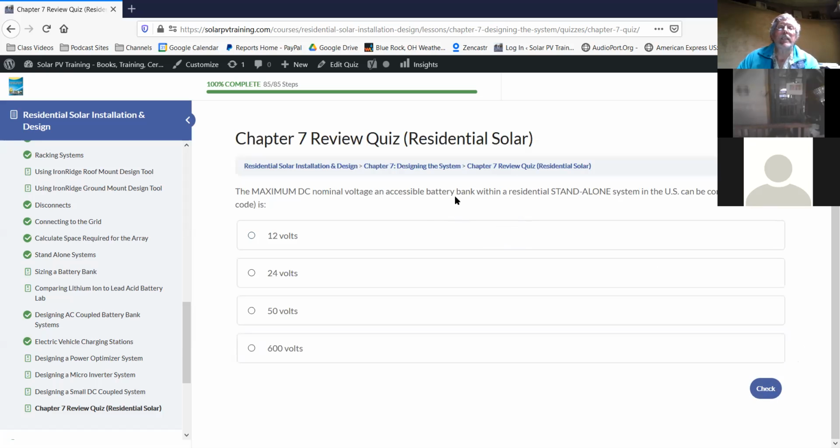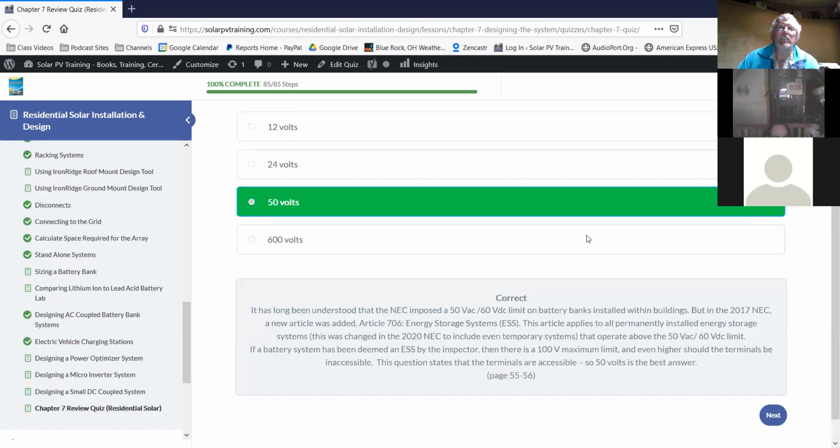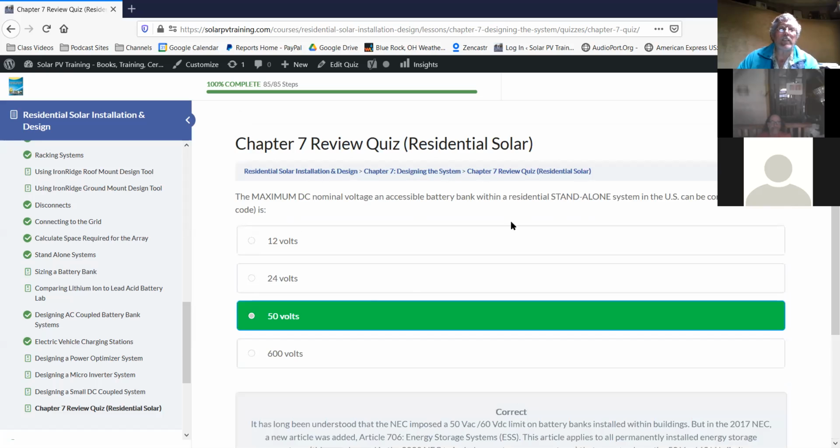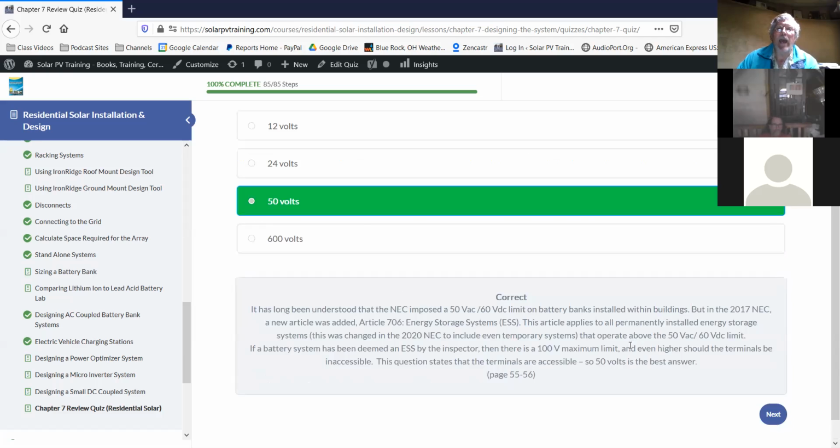The maximum DC voltage an accessible battery bank with a residential standalone system can be configured is 50 volts. And the key term here is accessible. So if you're designing just a regular old standalone system, then you've got a 50 volt DC max.